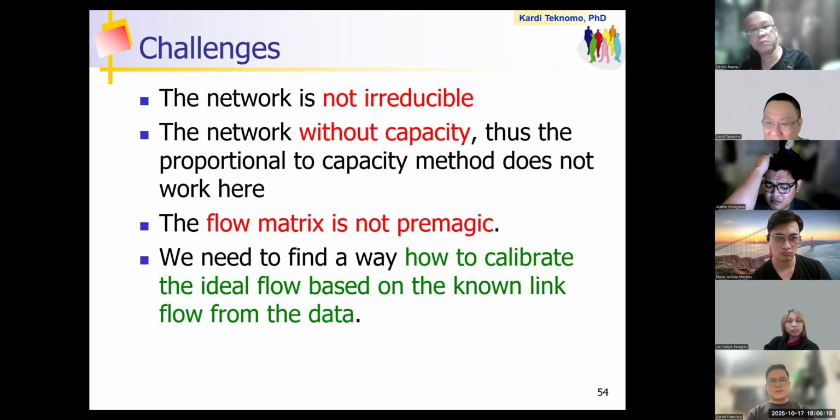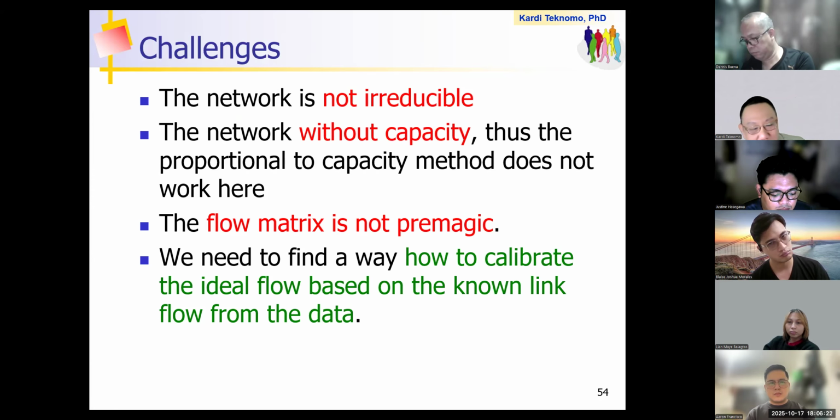Okay. So we need to find a way to calibrate the ideal flow based on the link flow from the data. This is the main part of this study. Yeah, a very simple study, but mostly theoretical.